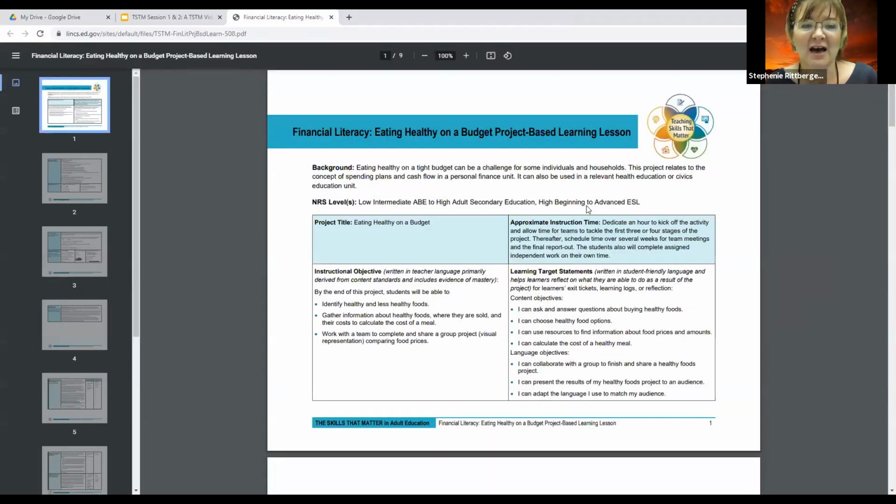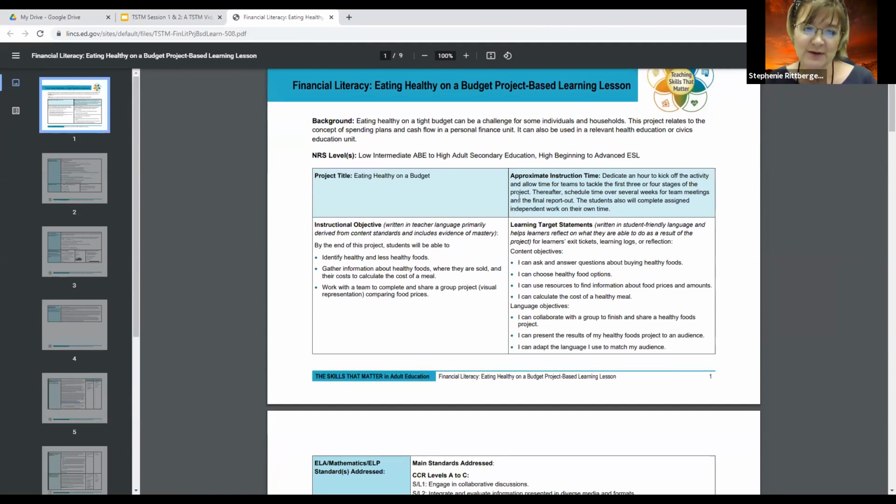There we go. All right. And so what I wanted to share here is that it gives you a time approximation, which I thought was nice. And then as you're going down, you can see that I'm going to identify how I can eat healthy or less healthy foods with what I've got monetarily. And I'm going to gather information about where they're sold and the cost of a meal. I'm going to work with my team to share out a visual representation.